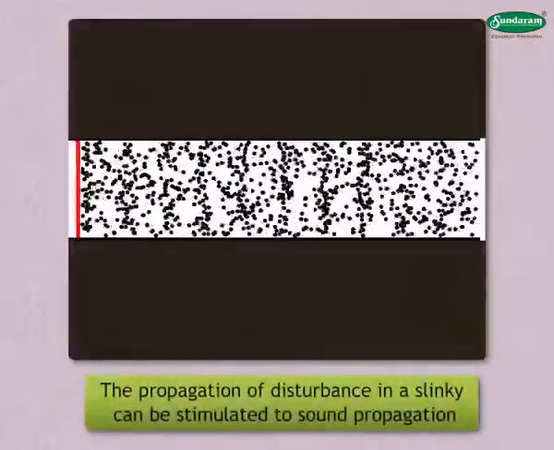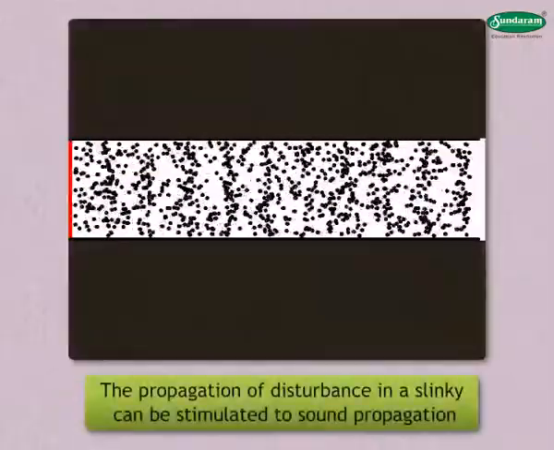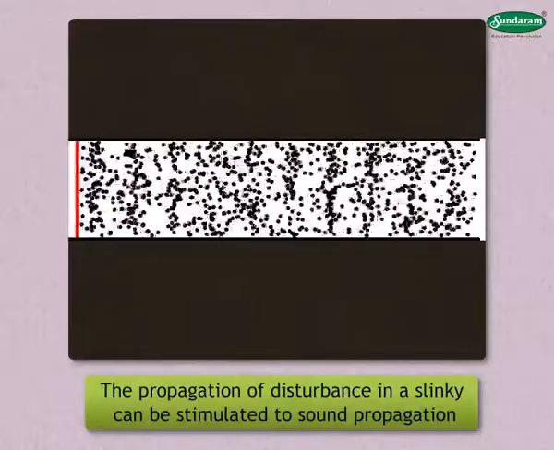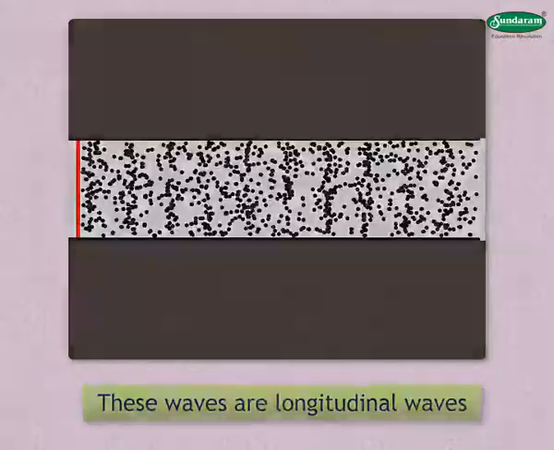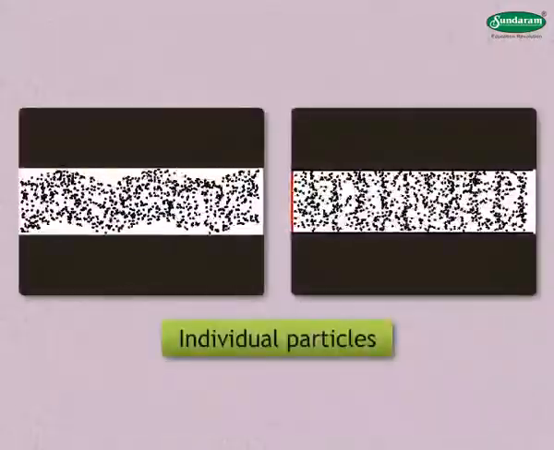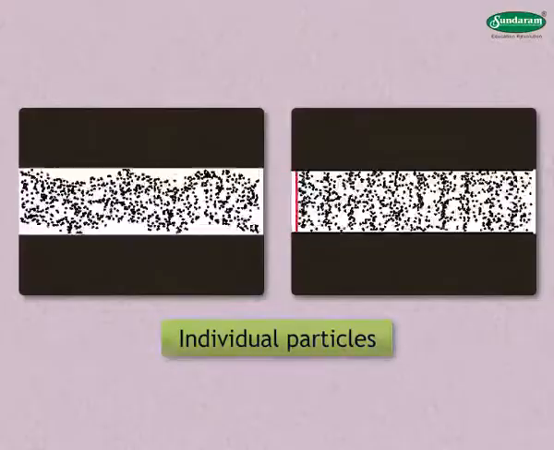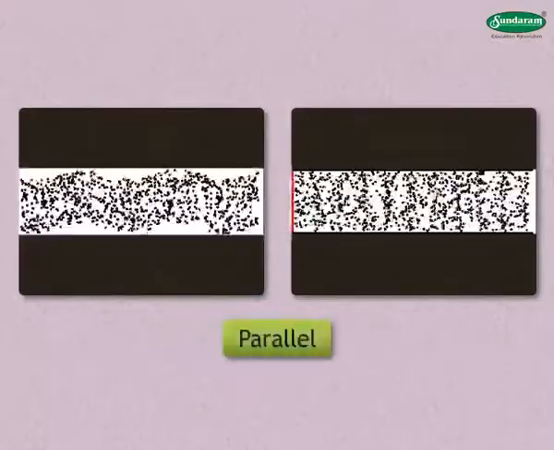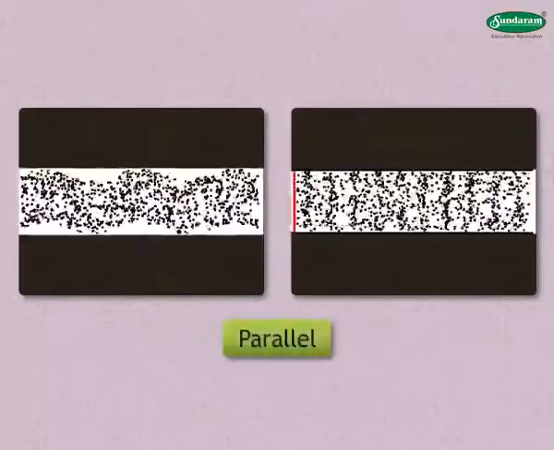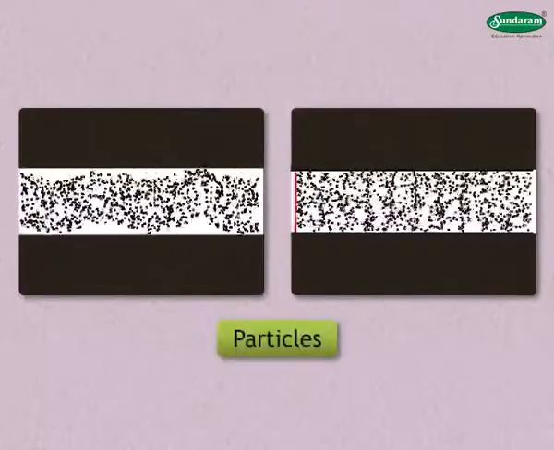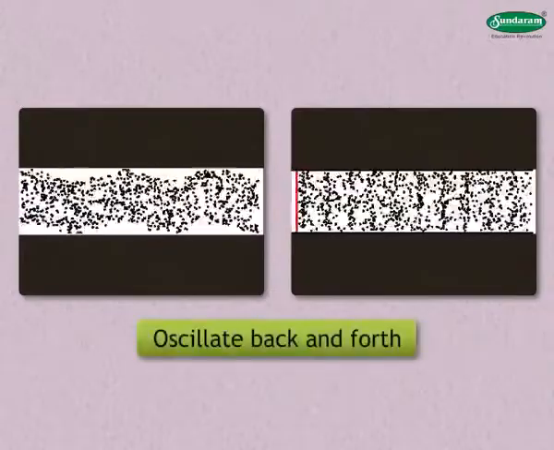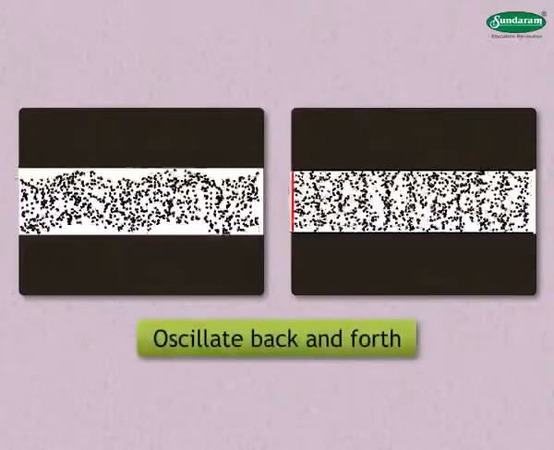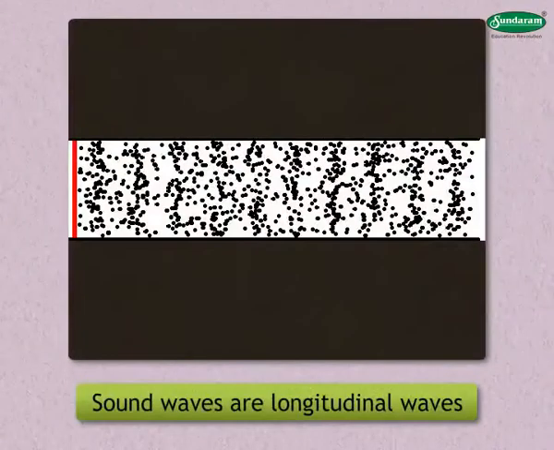The propagation of disturbance in a slinky can be stimulated to sound propagation. These waves are longitudinal waves. The individual particles of the medium move in a direction parallel to the direction of propagation of disturbance. The particles do not move from one place to another, but they just oscillate back and forth about the mean position. Sound waves are longitudinal waves.